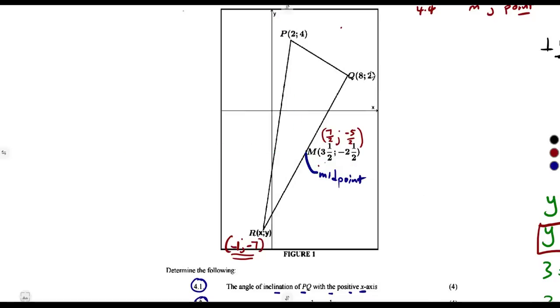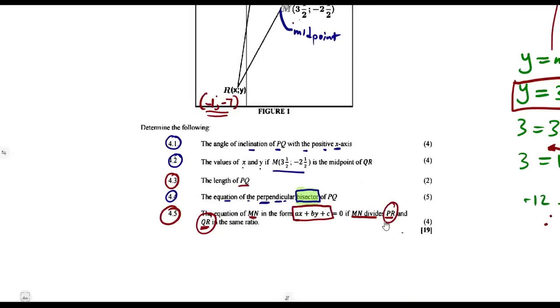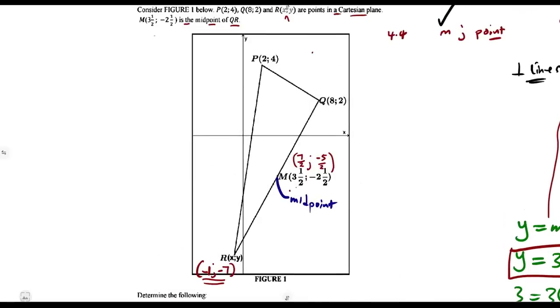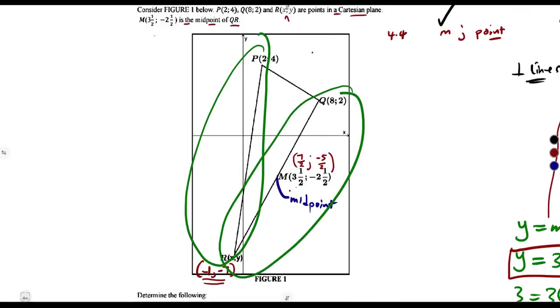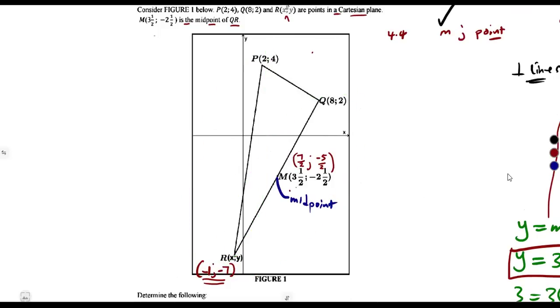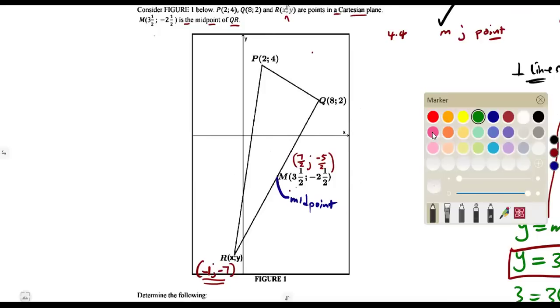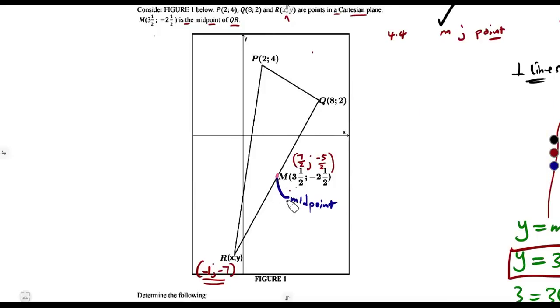The line MN divides which lines? PR and QR. P to R, this one, and QR, this one. They are divided in the same ratio. How can we know the ratio? M, remember, represents the midpoint. As it divides from here to another part, which is N, because the line is MN, from M to N, they are saying it is dividing in the same ratio. This is the question.